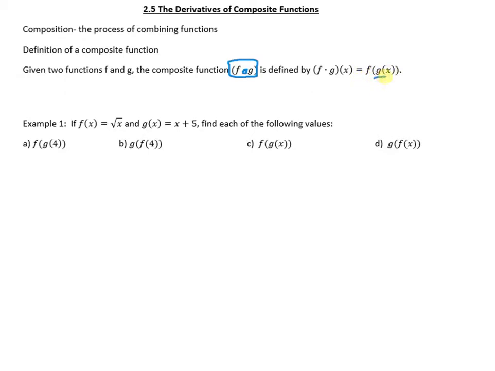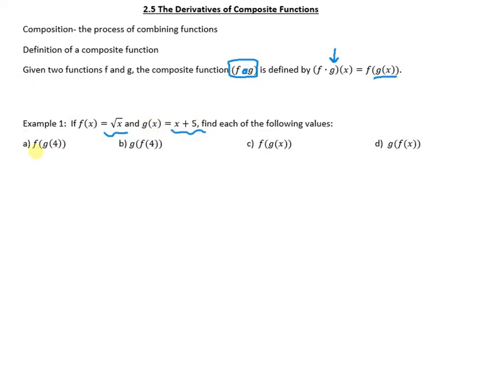So basically what we're going to do is substitute g at x, which is like that second term here, into f. So let's go ahead and just practice this skill. Okay, if f at x equals root x and g at x equals x plus 5, then find the following values.